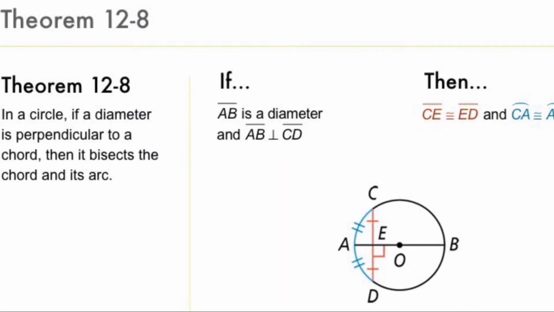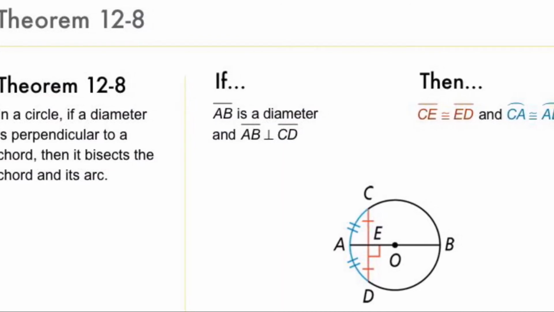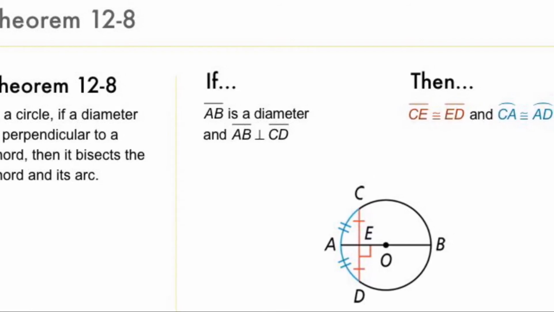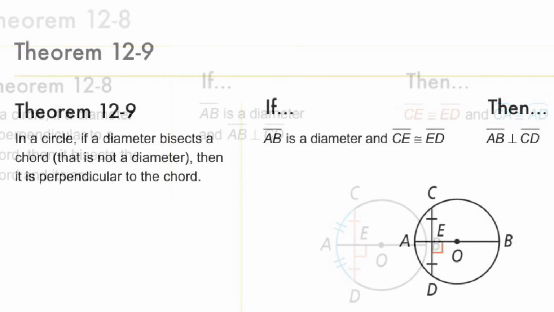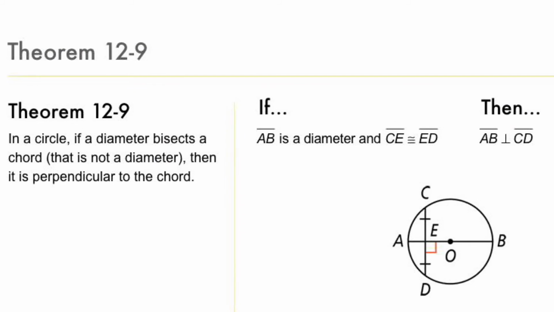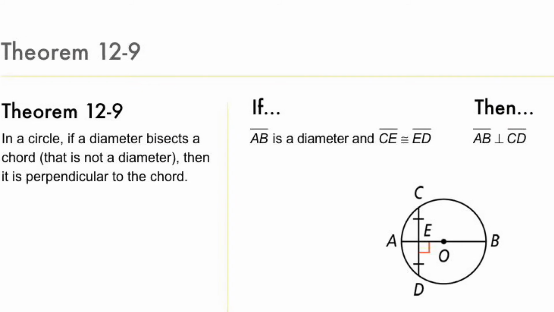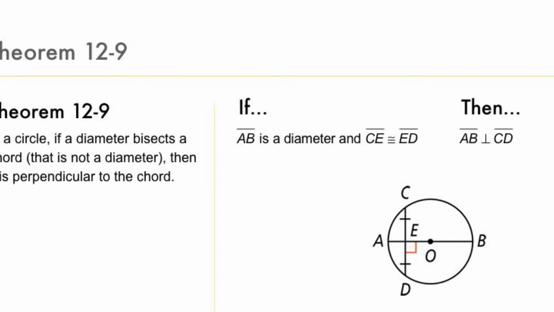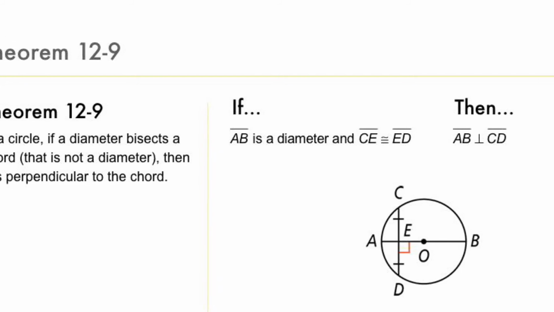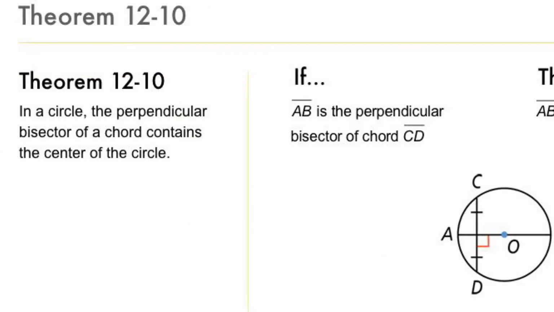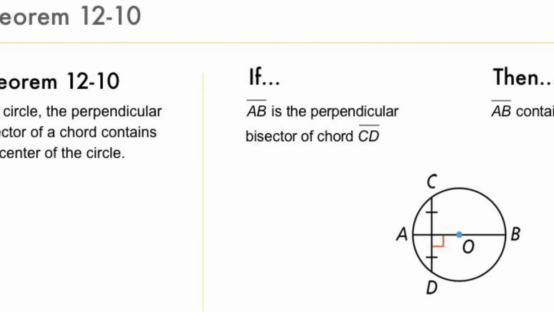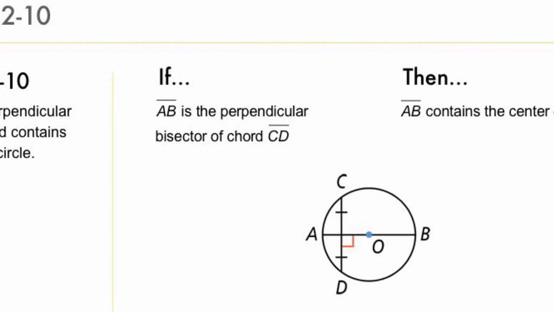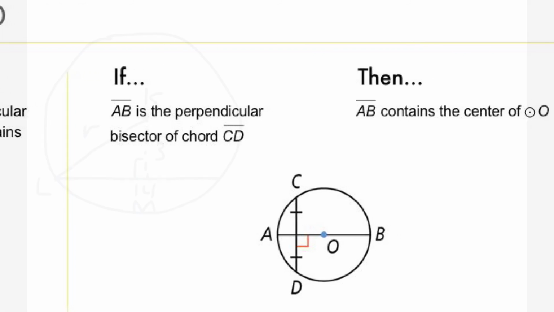Theorem 12-8 states that in a circle, if a diameter is perpendicular to a chord, then it bisects the chord and its arc. Theorem 12-9 states that in a circle, if a diameter bisects a chord that is not a diameter, then it is perpendicular to the chord. Theorem 12-10 states that in a circle, the perpendicular bisector of a chord contains the center of the circle.